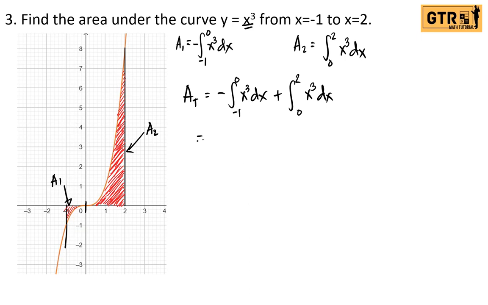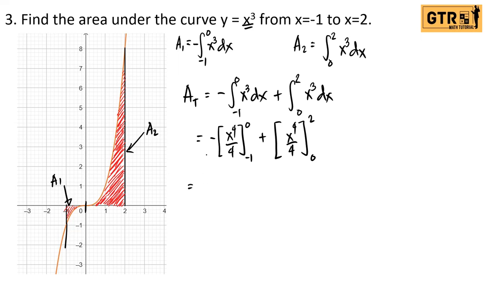Okay, so let's just evaluate the integral. So the integral is negative, we have x cubed. So use the formula u to the n du. So therefore, we have x to the 4 over 4 from -1 to 0. And then add, for this one, we have the same integral, x to the 4 over 4 from 0 to +2. So just evaluate this.